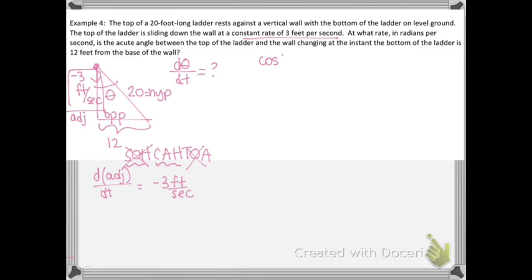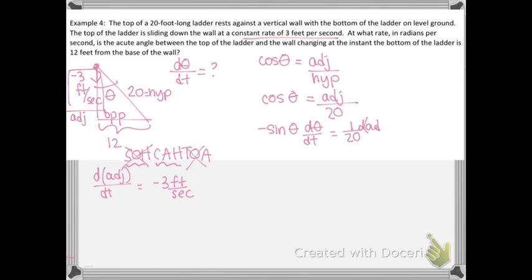So cosine of theta is going to equal the adjacent over the hypotenuse. And like I said, I definitely want to plug in that 20 because that's going to make my derivative a lot easier to take. So this derivative here is going to be negative sine theta d theta/dt. And then on the right-hand side, we get 1/20th d adjacent/dt. Taking the derivative of the adjacent side with respect to t.